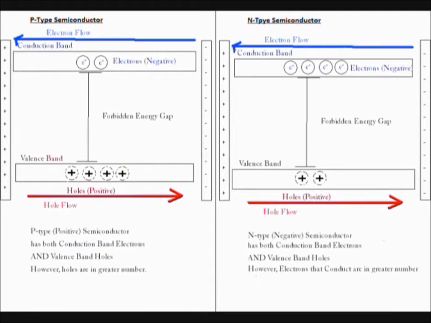P-type semiconductors have more positive holes that can carry current than electrons, while N-type semiconductors have more negative charge carriers or electrons than positive holes. It is important to note that even in P-type and N-type semiconductors, both holes and electrons are present. But in P-type semiconductors, the positive holes are the majority charge carriers, while in N-type, the negative electrons are the majority charge carriers.